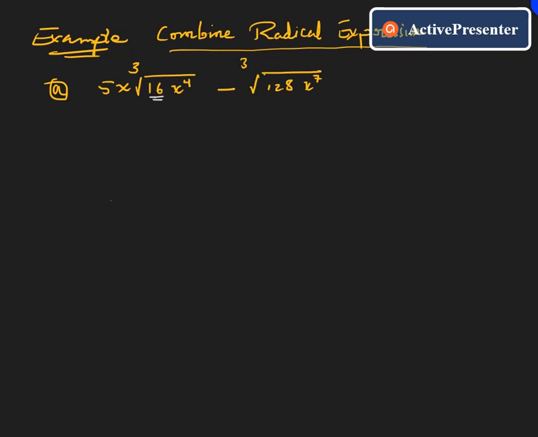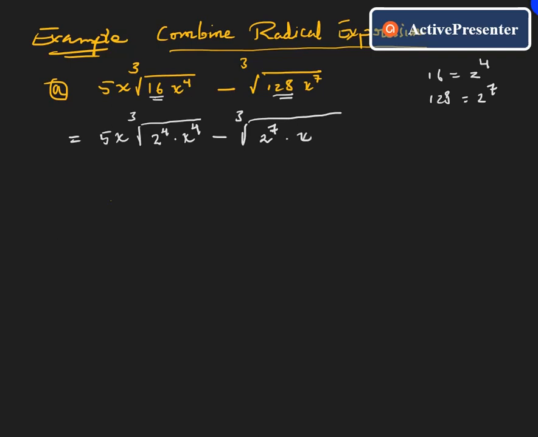We know that 16 equals 2 to the power 4, and we know that 128 is equal to 2 to the power 7. So simplifying or combining, this will go down: 5x multiplied in cubic root of 2 to the power 4 multiplied in x to the power 4, minus the cubic root of 2 to the power 7 multiplied in x to the power 7. We are interested in eliminating those who are in the same degree as this index, which is 3.